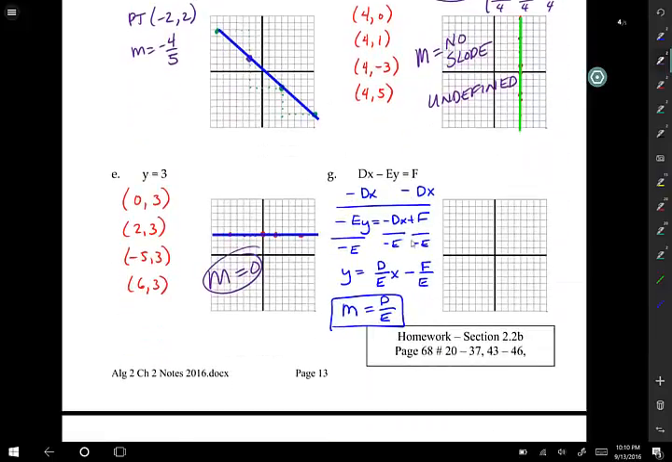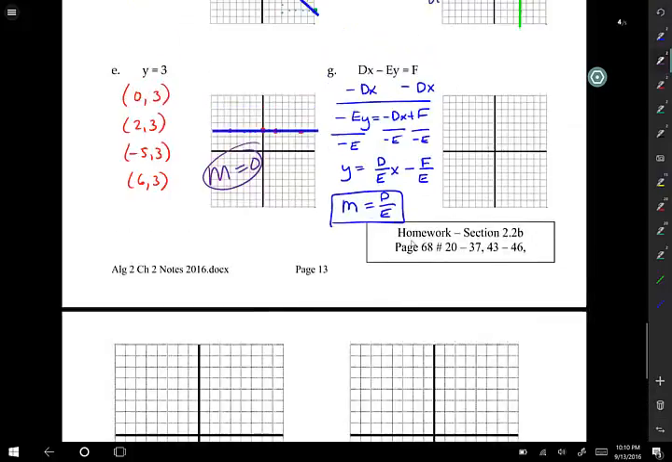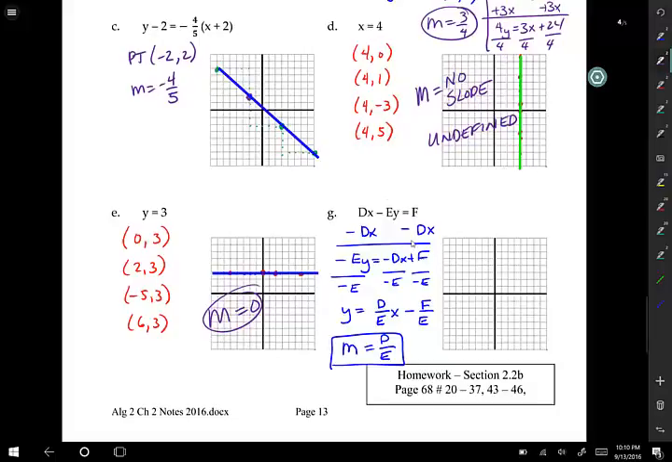All right, so our homework tonight is in section 2.2 on page 68, numbers 20 through 37 and 43 through 46. I've given you some graph paper on the below page because I believe you have a couple graphs that you're going to be needing to do. I hope you'll find you're successful as we continue our adventure through equations of lines.